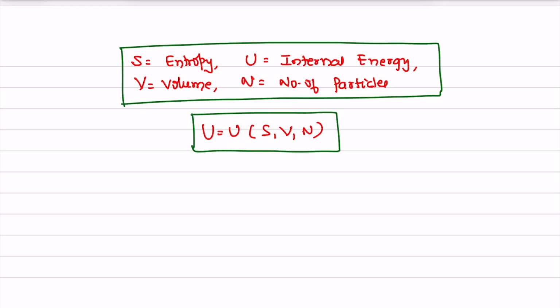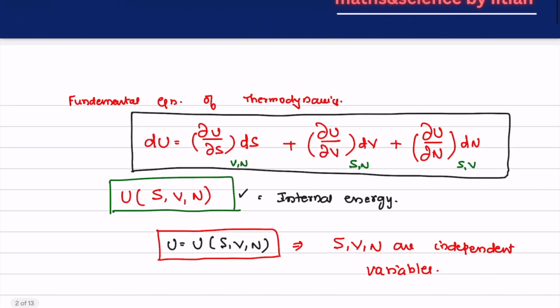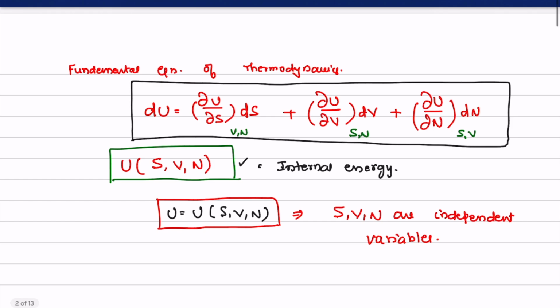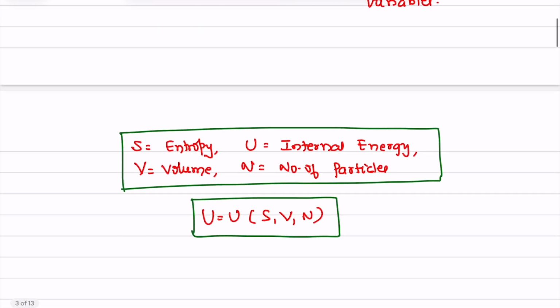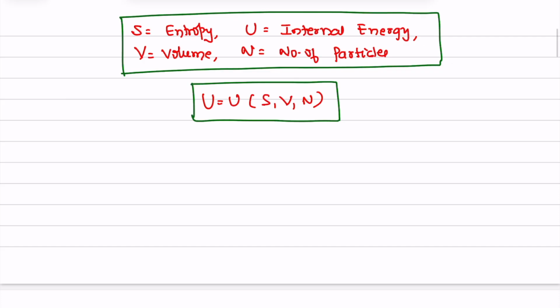Now, let us try to understand what the first term is. dU is equal to dou U by dou S into dS. What is the meaning of it? What is the meaning of dou U by dou S into dS when S is taken as a variable, and V and N are constants? What is its meaning?